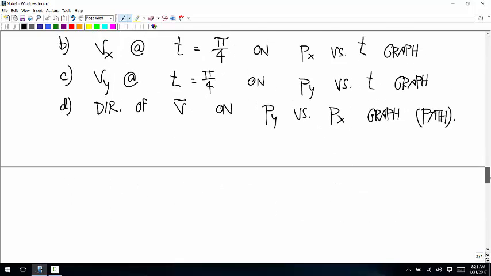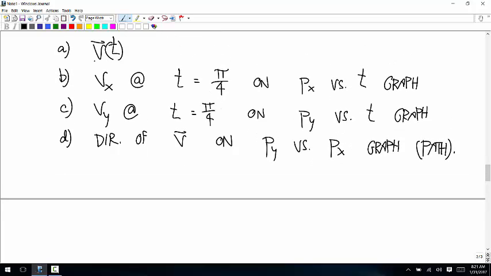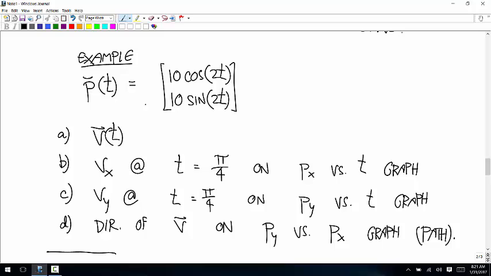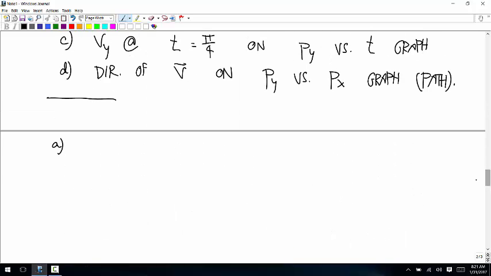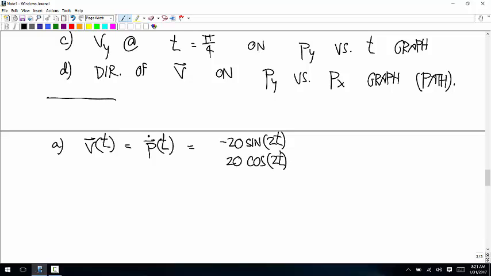Okay, so first of all, to calculate the velocity vector as a function of time, we're just going to take the time derivative of the position function. So v as a function of time is just equal to the time derivative of position. And that is negative 20 times the sine of 2t, positive 20 times the cosine of 2t.